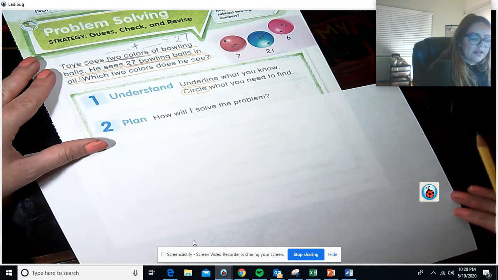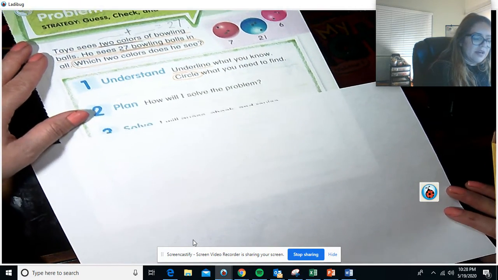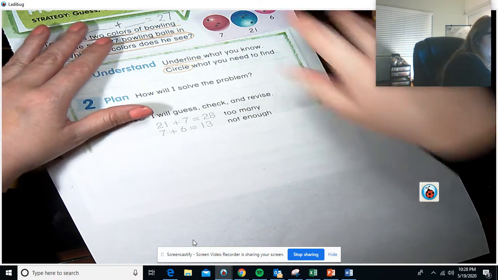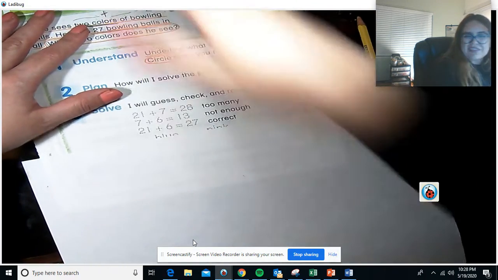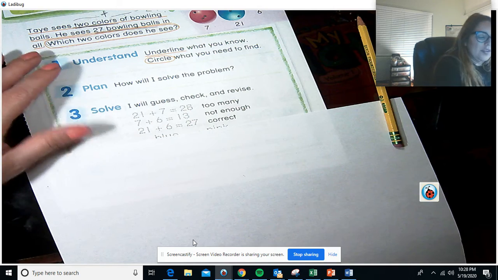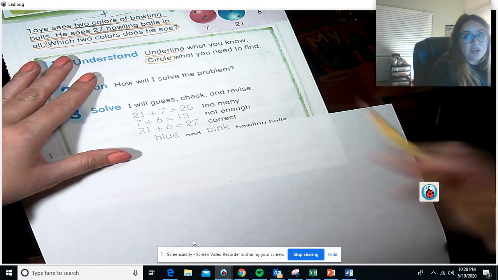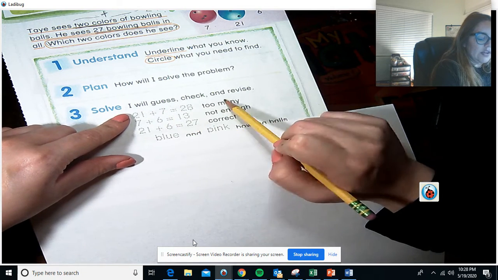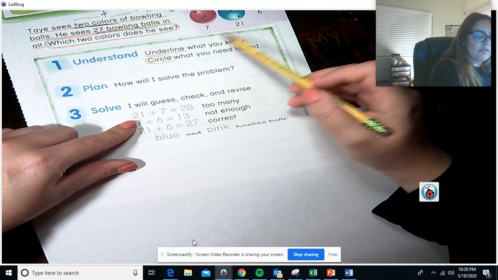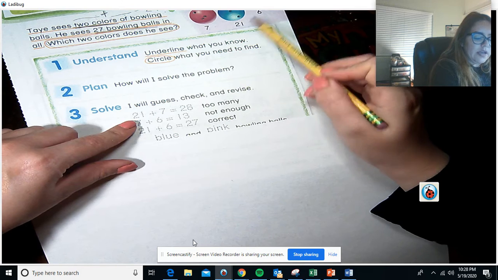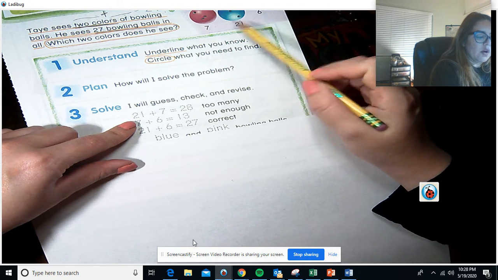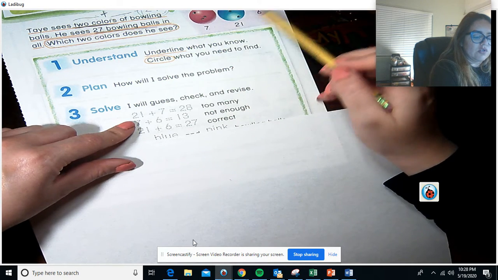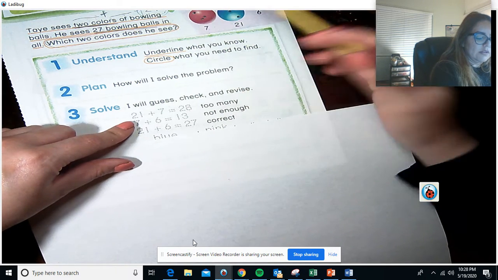Number 2 is plan how I will solve this problem. The strategy they show you here says guess. I'm going to show you this strategy, but it's not my favorite. Okay? But maybe it'll help you. Maybe you like it. It says, I will guess, check, and revise. So we have the number 7, 21, and 6. We want it to equal 27. So we're going to see which 2 equal 27.